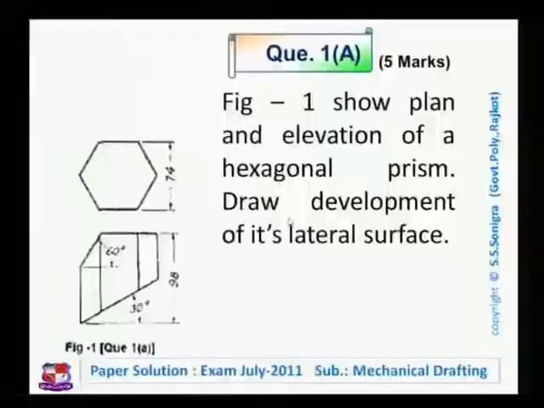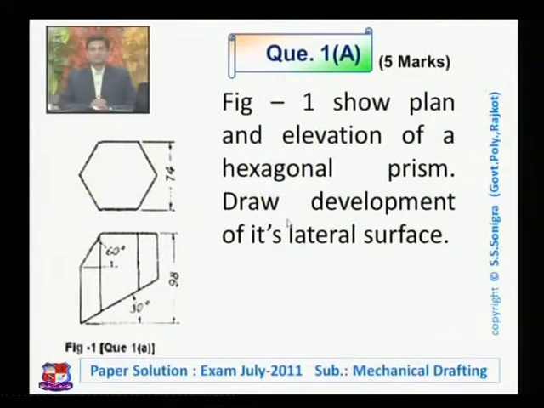And in January 2011, few questions are there. The first question is asked like this. Question number 1A, which is asked for 5 marks. Figure 1 shows the plan and elevation of a hexagonal prism. Draw development of its lateral surface.